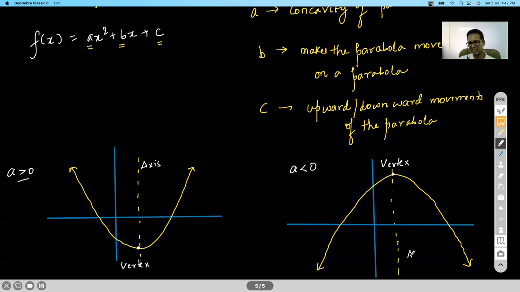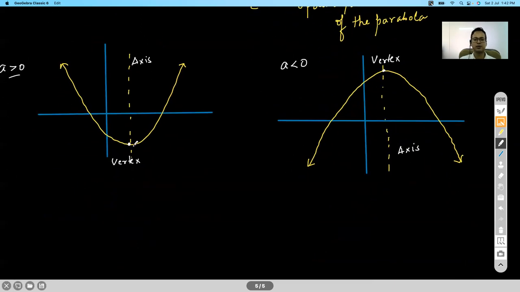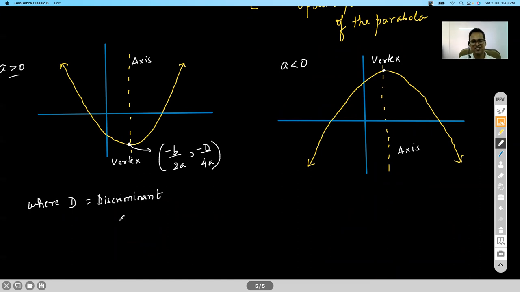Now, what is the coordinate of the vertex of the parabola? This coordinate is given by minus b by 2a, comma minus d by 4a. Where d is the discriminant. I hope you have all heard this term, discriminant. What is discriminant? B square minus 4ac. Why is it called discriminant? Because it discriminates between the nature of the roots.